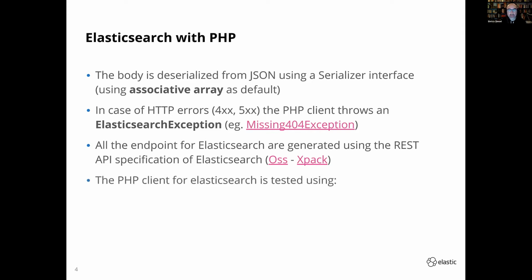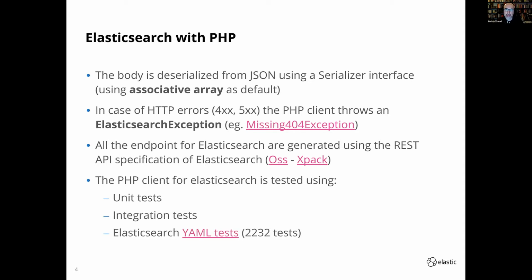And we also use this approach for testing. The PHP client has some unit tests and integration tests inside, but for each version we also run a YAML test. That means Elasticsearch itself contains a bundle of tests represented in a YAML format that are used in order to test Elasticsearch itself. We use the same tests to test the client.